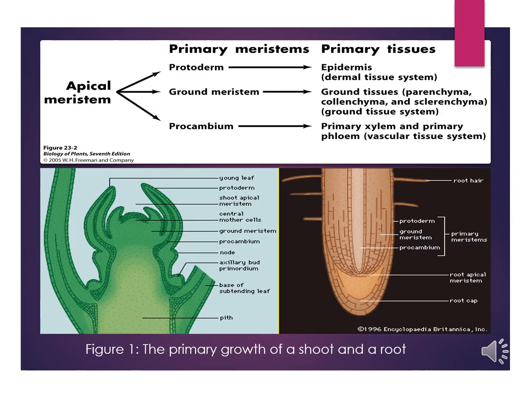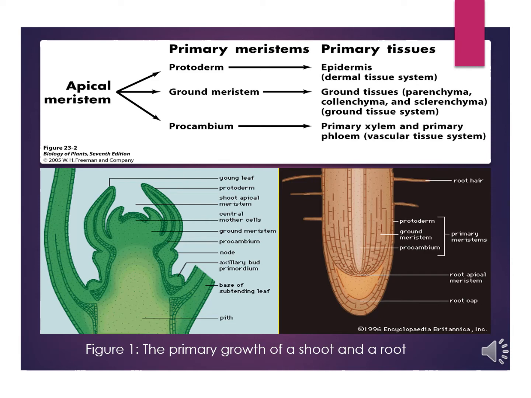The apical meristem will form the protoderm, ground meristem, and the procambium. The protoderm will later specialize into epidermis. The ground meristem later will form the parenchyma, collenchyma, and sclerenchyma tissues. Meanwhile, the procambium later will form the primary xylem and primary phloem.